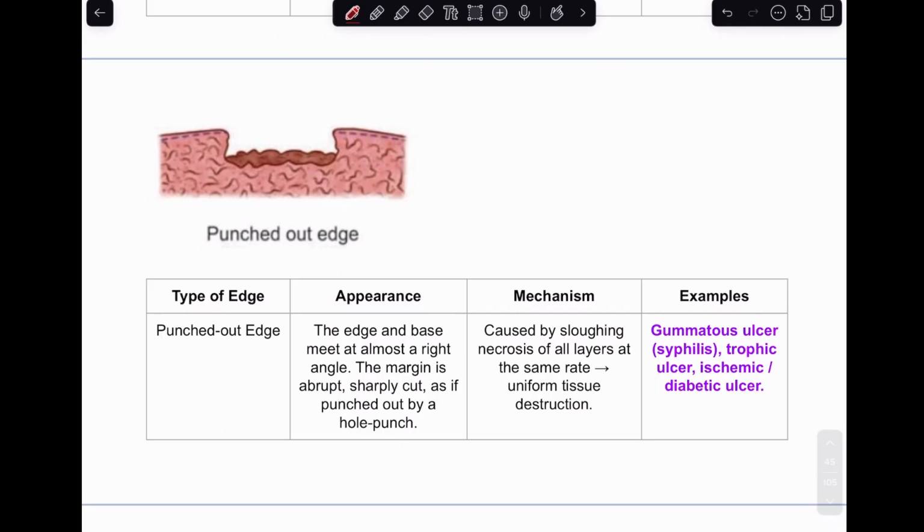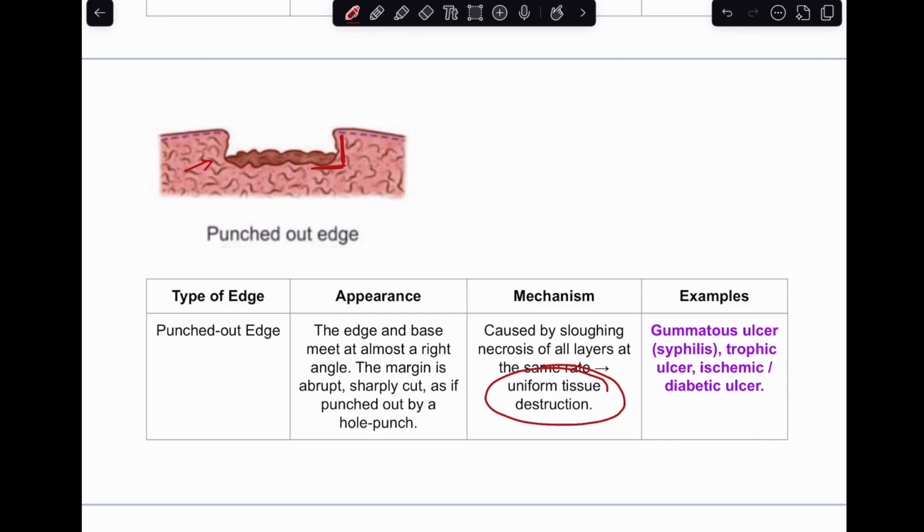If we look at the image over here, the edge and the base, you can see that they are meeting at right angle to each other. The margin is very abrupt and sharply cut. This happens because the sloughing necrosis of all the layers is happening at the same rate. So there is uniform tissue destruction happening, which leads to the appearance of this ulcer.